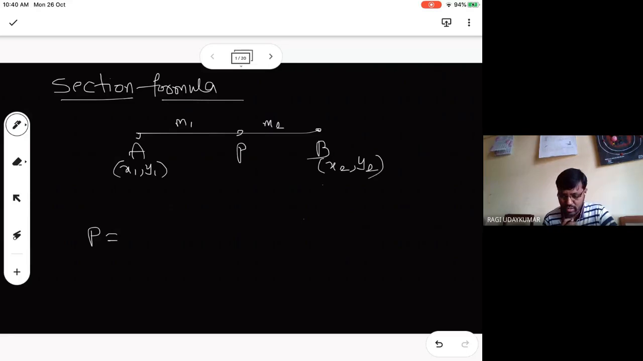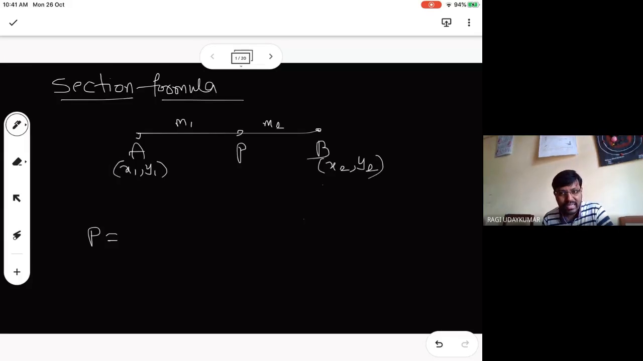P is the point dividing AB in the ratio m1 is to m2. If the question is given to you as AB, A should be taken as the first point and B should be taken as the second point. Thus A coordinates are taken as x1, y1 and B coordinates as x2, y2. Here this is the most important: P divides AB in what ratio? AP is to PB ratio. P divides AB in AP is to PB ratio.